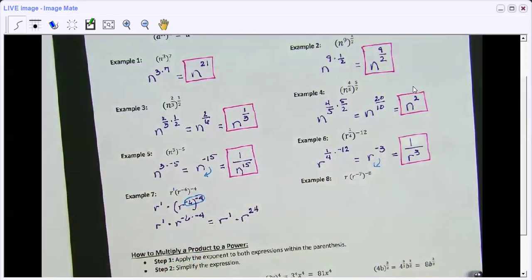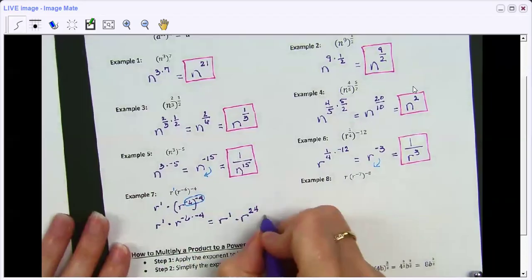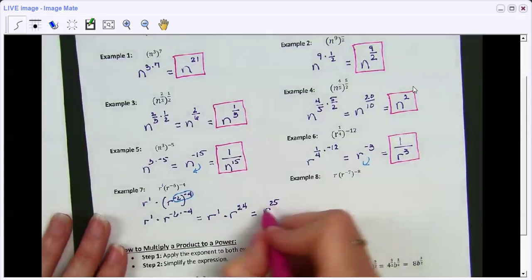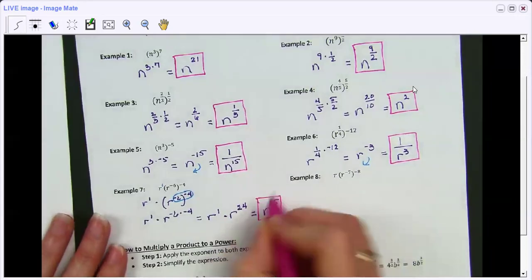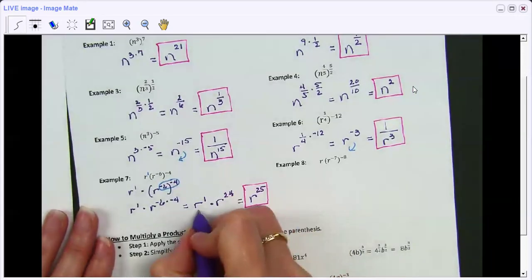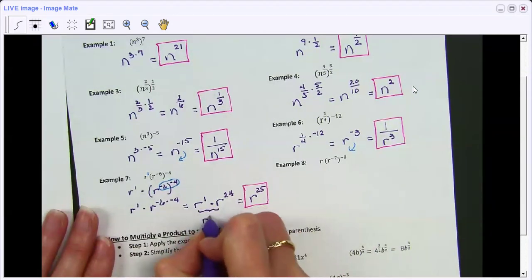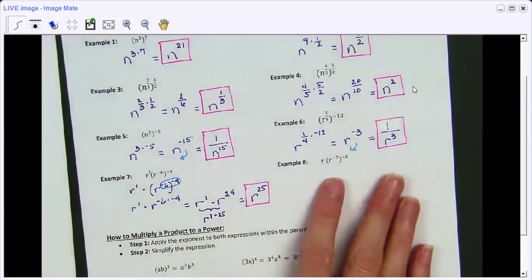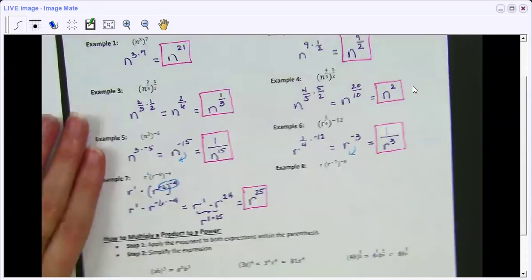Now we're going back to last week's lesson. When you multiply two of the same bases together that have exponents, what do you do with those exponents? You add them. So this is r to the power of 25. If you wanted a little reminder, it's r to the power of 1 plus 25. This one's very similar, so go ahead and do example 8 and then check your answer up here.